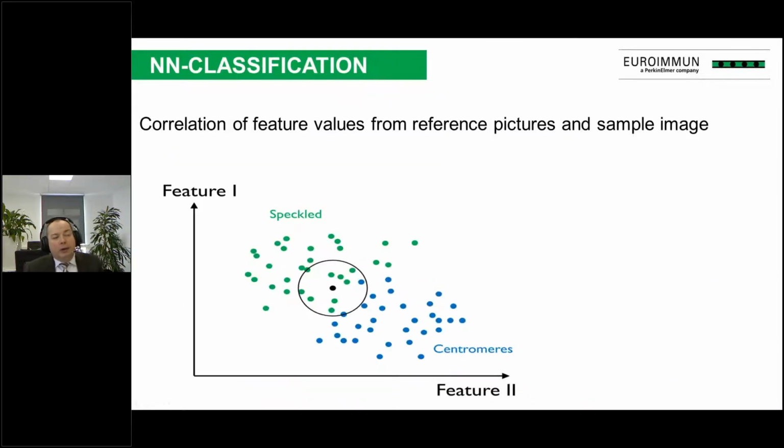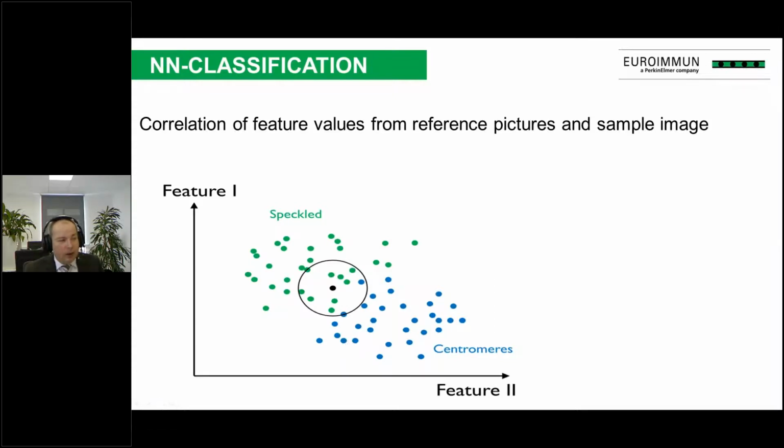Now I would like to explain to you how our classifier works. In the past, we used special methods for the classification, NN classification. NN means nearest neighbor. In this method, the correlation of feature values from reference pictures and sample images was detected and analyzed. Here you see one image with 2 features, feature 1, feature 2. And you see a lot of points, green and red. These points are our ground truth.